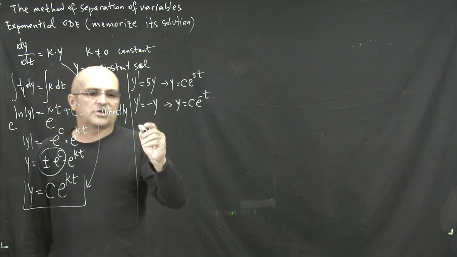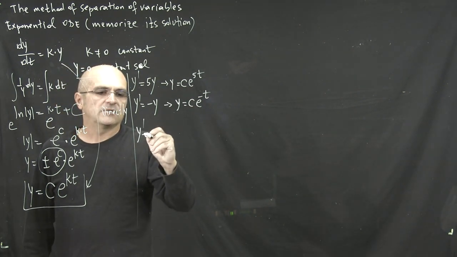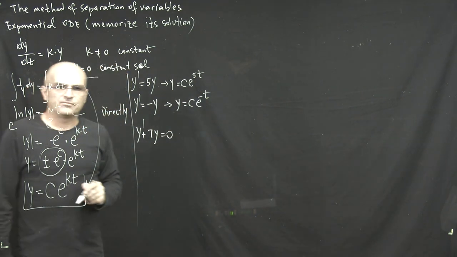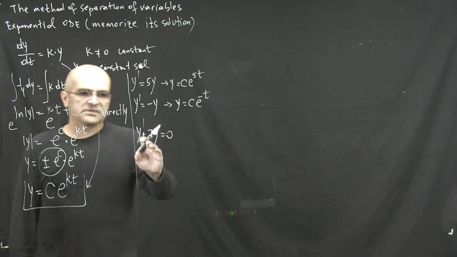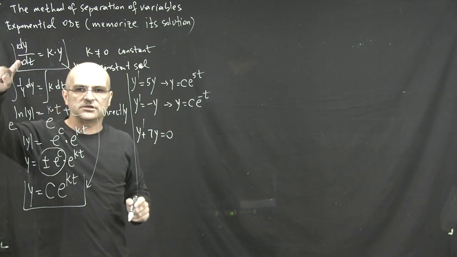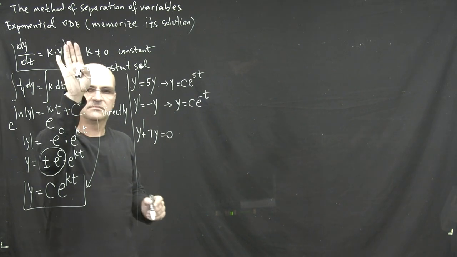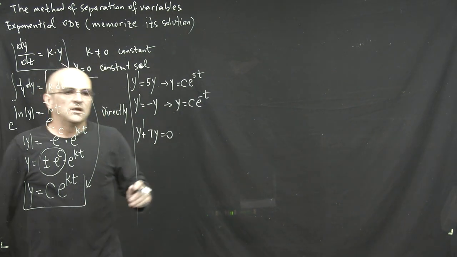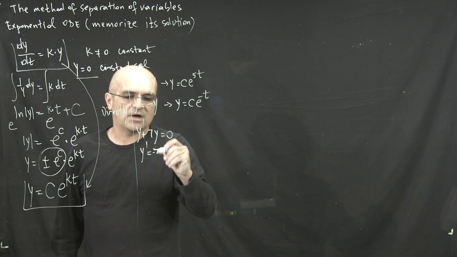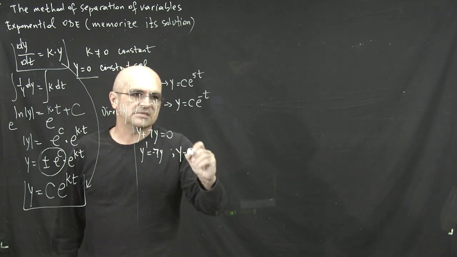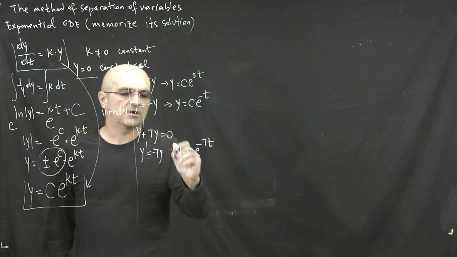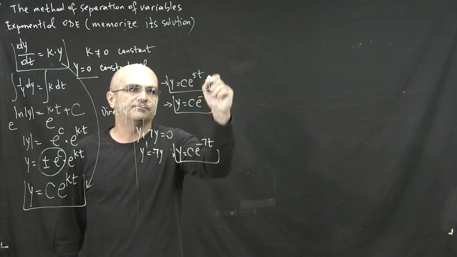Sometimes you have to move the terms from one side to another. For example, let's say you have y prime plus 7y equals 0. Do it in your mind, just move the 7y over. You move it over because the way we define the exponential ODE, right? Derivative on the left, constant times y on the right. So in your mind, you're going to say y prime equals minus 7y, so therefore y equals c e to the minus 7t. But you could do this in your mind, this movement from right to left.